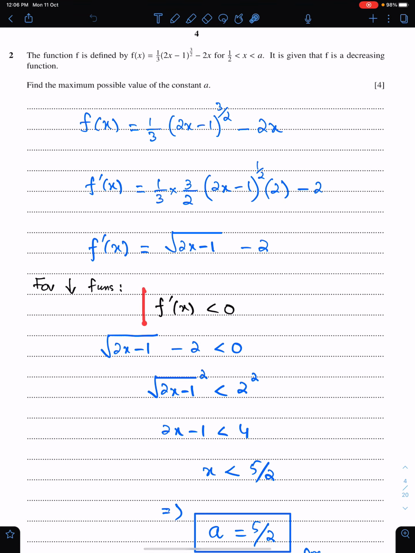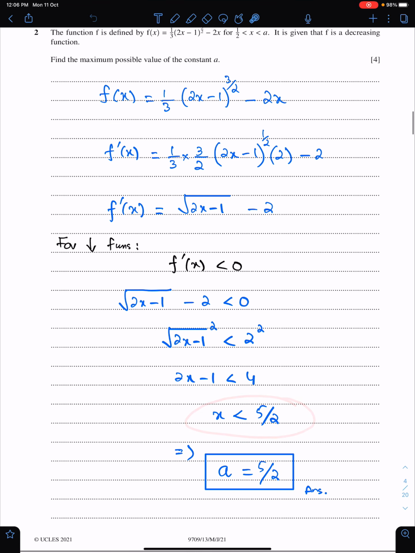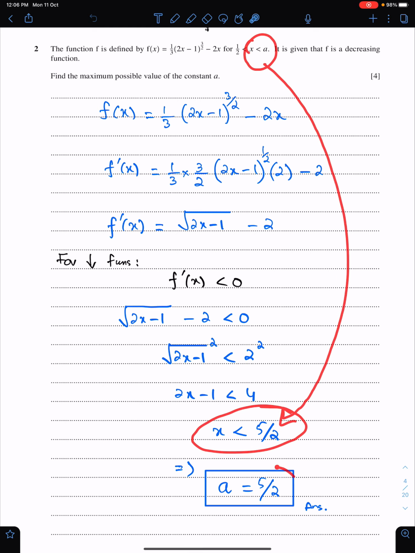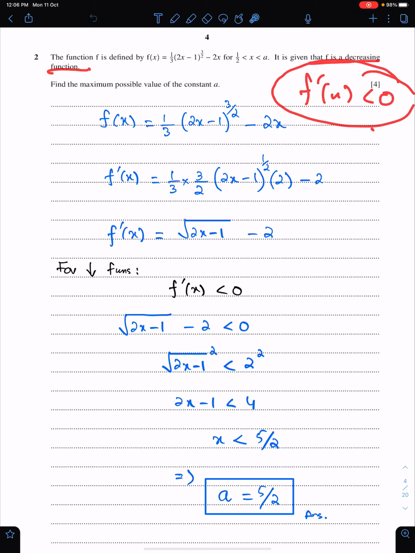Now use the condition for decreasing functions, f prime x less than 0. This is f prime x. We need x. For that, we need to bring this minus 2 to the right side of the inequality. And we have to square both sides so that we can cancel this root. This is the value of x. And when you compare this value with this, you will get the value of a. Therefore, a is 5 upon 2. Make sure you remember the condition for decreasing functions: f prime x less than 0.